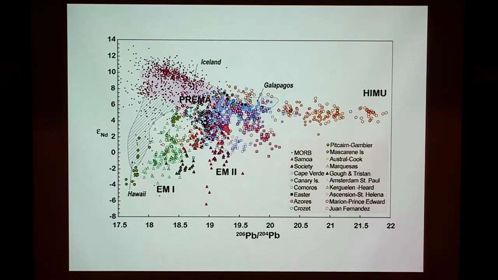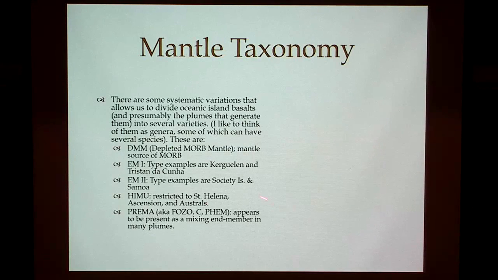So we've known for quite some time that there is some order here. Some systematic variation allows us to divide oceanic island basalts and mid-ocean ridge basalts, and presumably the plumes that generate them, into several varieties. By an analogy to biology, I like to think of them as genera. And in these genera there are, in some cases, several species. But they break down as follows, and you'll hear geochemists throw these terms around. So that's why I wanted to introduce them.